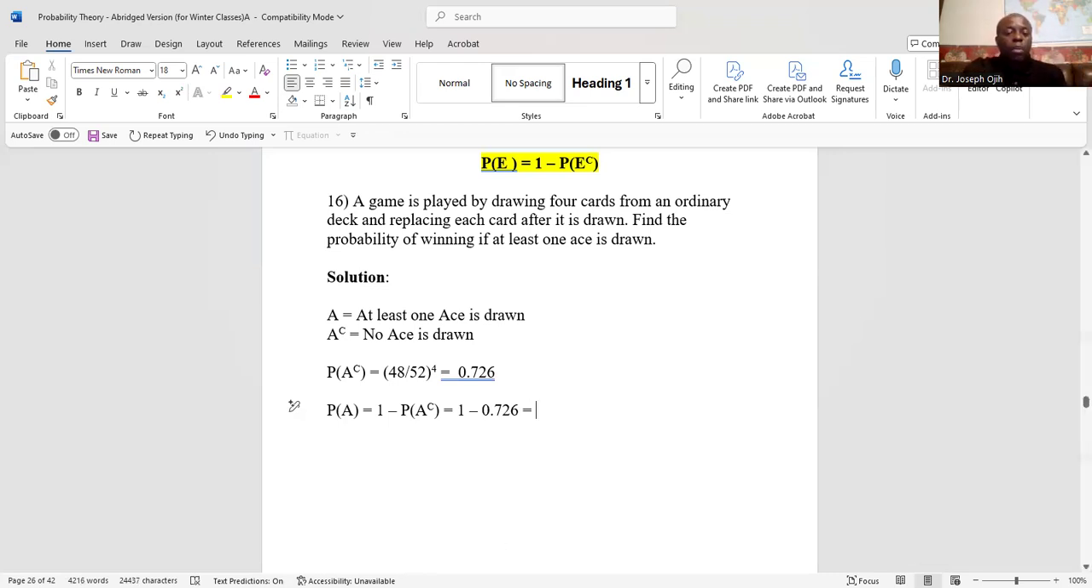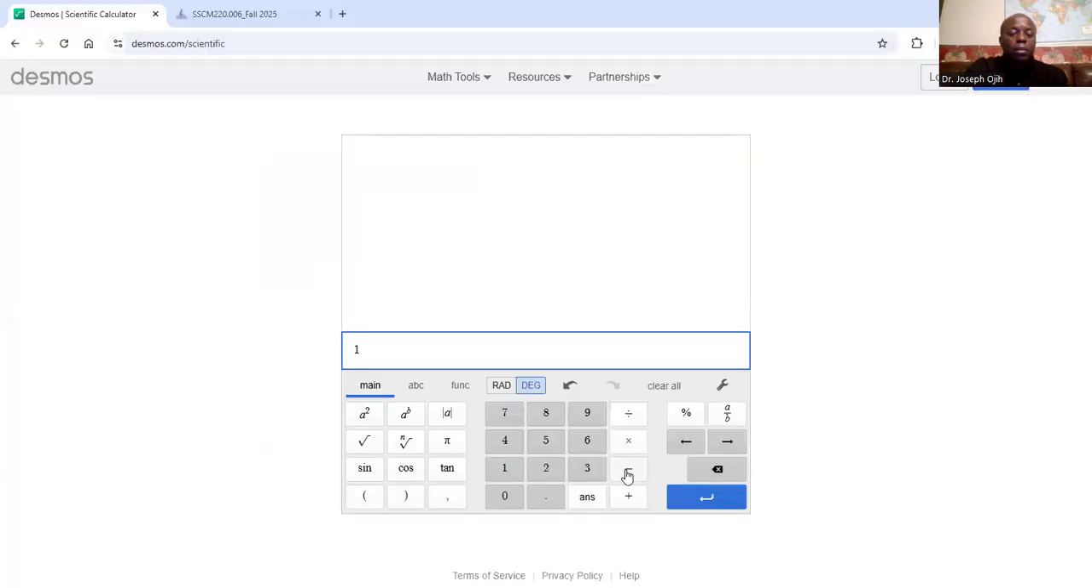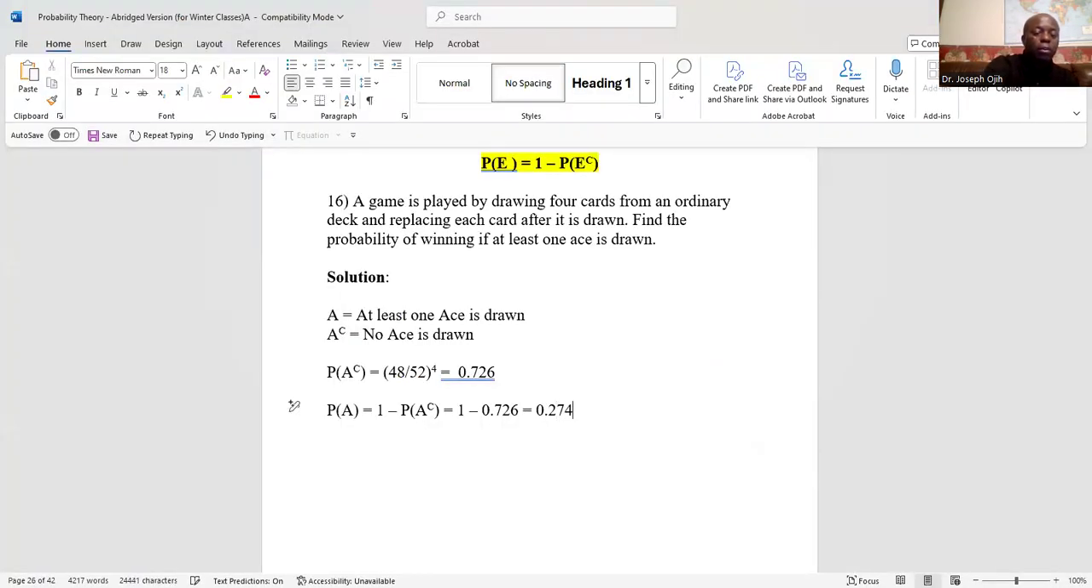So we have 1 minus 0.726, which gives 0.274, or there is a 27.4% chance of winning if no aces are drawn.